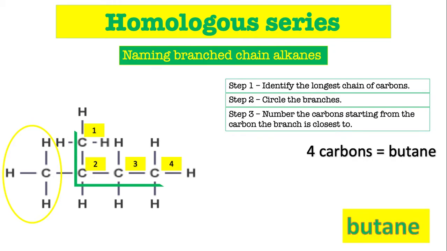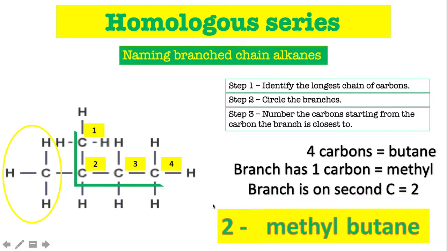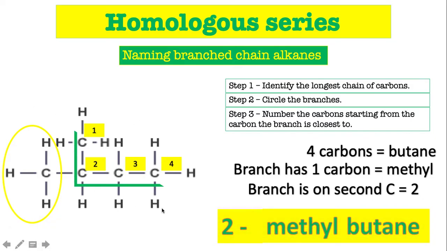The second thing you would do is name the branch. If your branch contains 1 carbon, the branch is called methyl. And then the last wee thing you would do is you need to write the number the branch is attached to. So this branch is attached to the second carbon, so you'd put a 2 and a wee dash. So this is your final name. This compound is called 2-methyl butane.